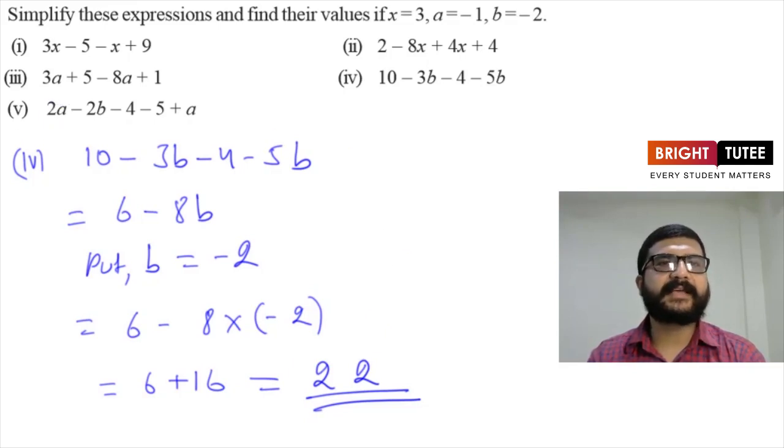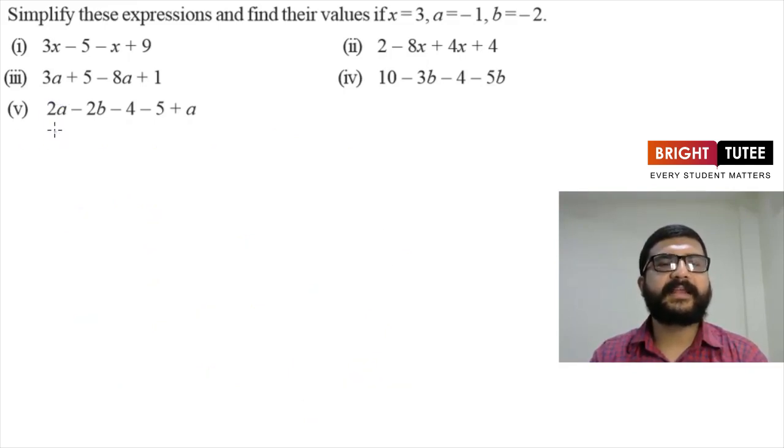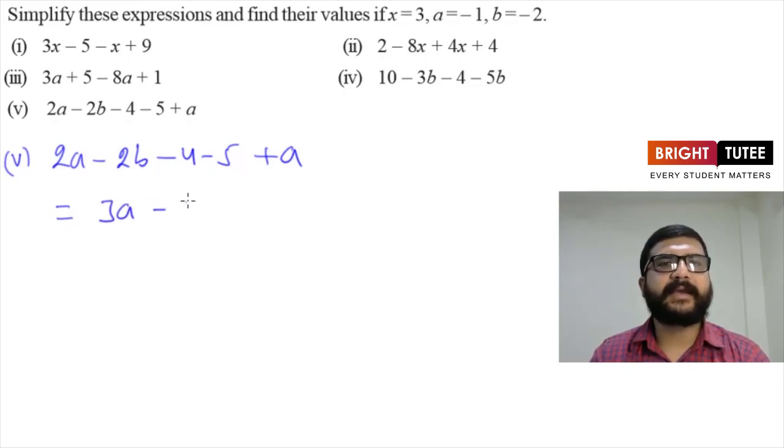Now let's see the last expression. Here we are having both a and b. So let's simplify this expression first. So the expression is 2a minus 2b minus 4 minus 5 plus a. 2a plus a, this will give us 3a, and then minus 2b as it is, minus 4 minus 5, this will be minus 9. Now let's put the values of a and b.